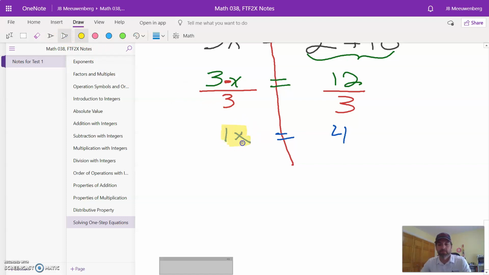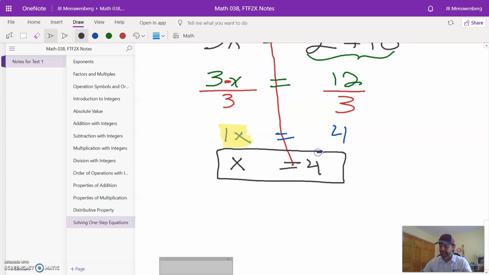1x. That should also look like a property that we've already talked about. Oh, my favorite name, the multiplicative identity. 1 times anything is simply itself. We can restate 1x as just x. And that gives us our solution of x equals 4.